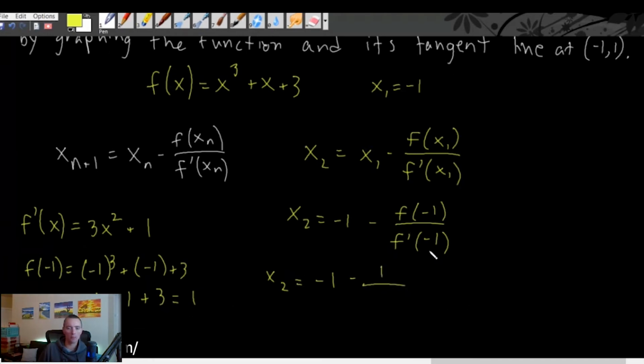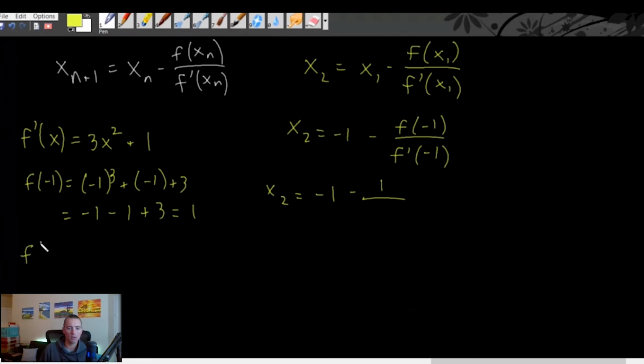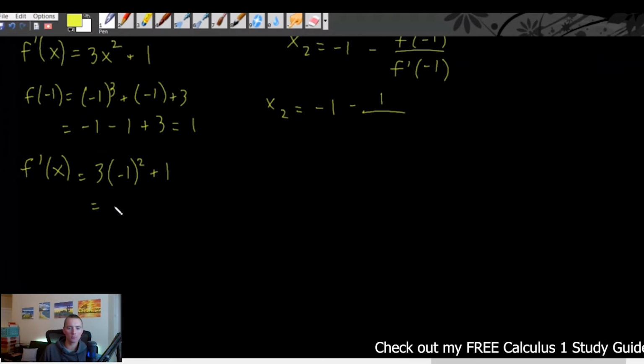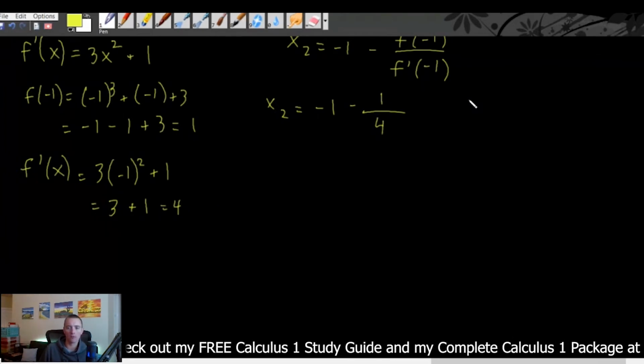And then f prime of -1, we're just going to plug -1 into f prime of x, which we found right here. So we're going to get 3 times -1 squared plus 1, which is -1 squared is 1, times 3 is 3, plus 1 is 4. So this is going to be 4, f prime of -1.